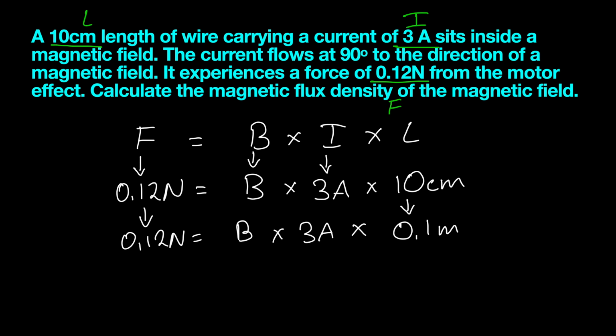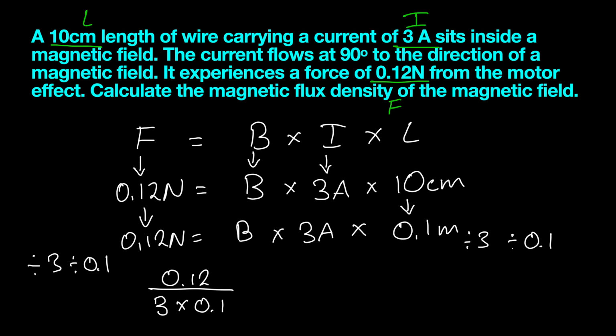Next, we are going to rearrange and solve for B, solving for our magnetic flux density. We're going to divide by 3, and we're also going to divide by 0.1 on both sides. That gives us 0.12 divided by 3 times 0.1, which gives us B. And when we put that in our calculator, we get the answer of 0.4 Tesla.